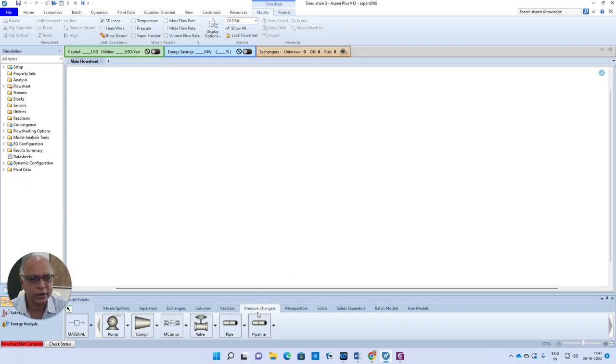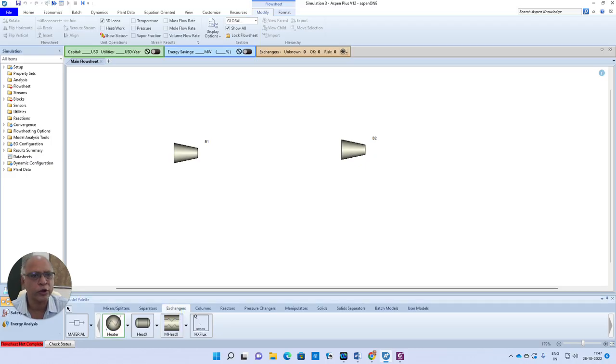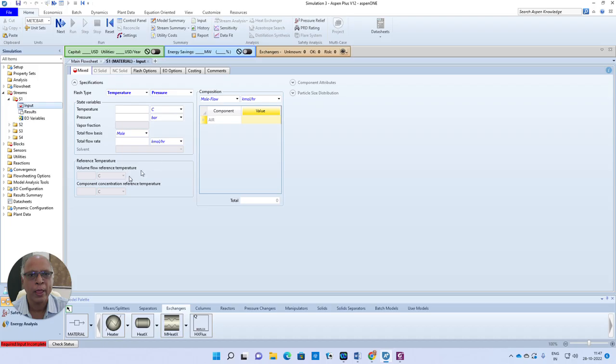You have pressure changers, compressors, and then we have a heater in between them. In fact, it is going to serve the purpose of a cooler. Add the output streams. Having drawn the flow sheet, now let us go and try to finish the problem definition. So you know the conditions.